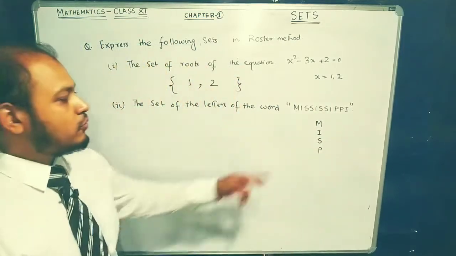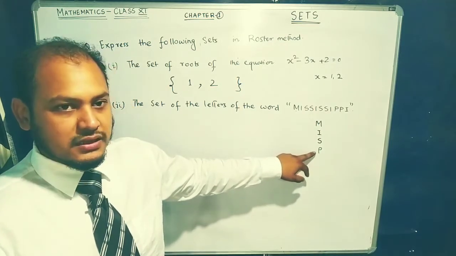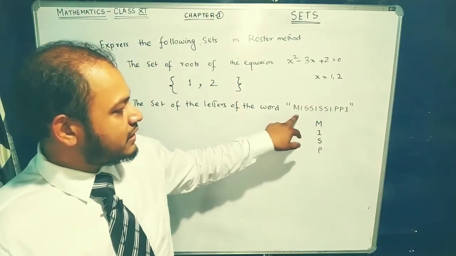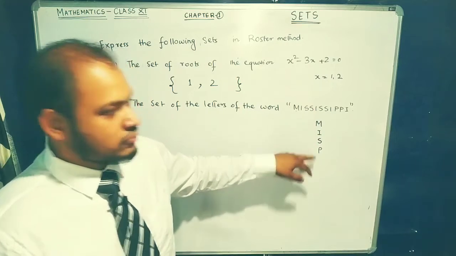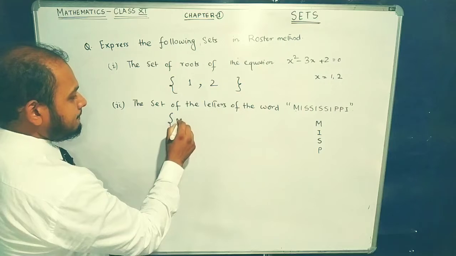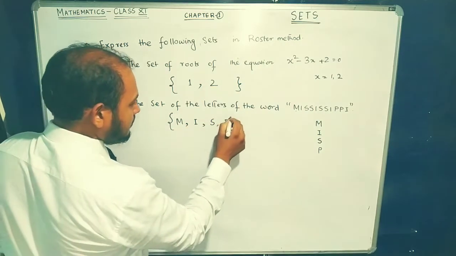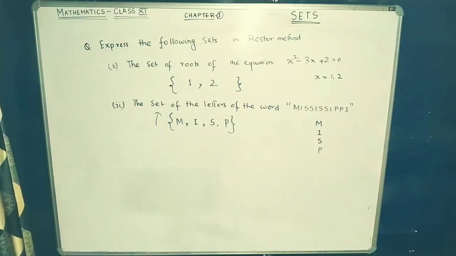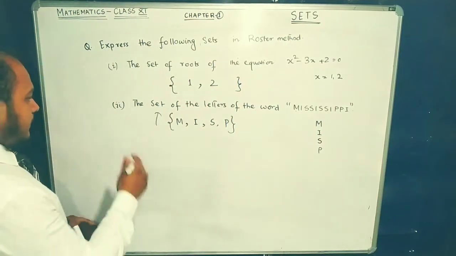So there are 4 distinct letters. Each letter is different from the other. This distinct collection of letters is well defined because these are letters from this word, and they are distinct also. So we can say that this would be a set of the letters M, I, S, P. So that is the answer. Let's go to question number 3.